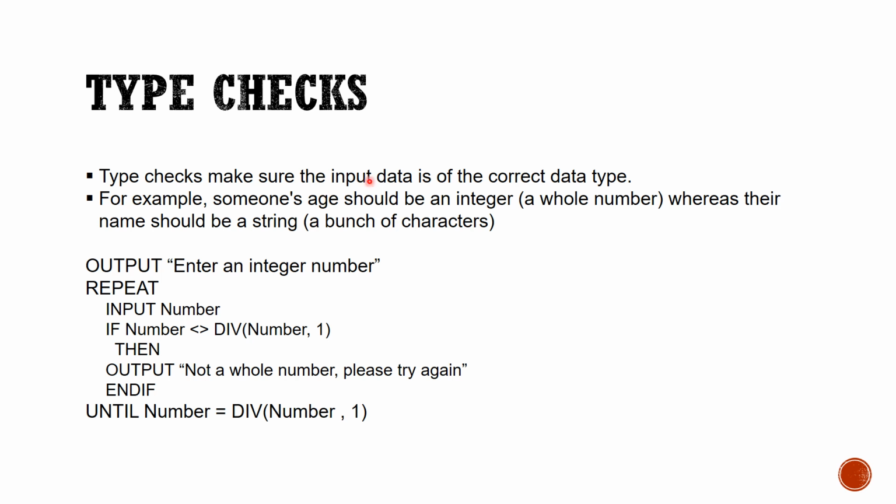Type check makes sure the input data is of the correct data type. For example, someone's age should be an integer, a whole number, whereas their name should be a string, a bunch of characters. So if there is an input number, now we are going to check the type of that number. If number is not equal to div number 0, div is going to return a whole number, and if it's not equal to this number, it means this is not a whole number, so you can try again.